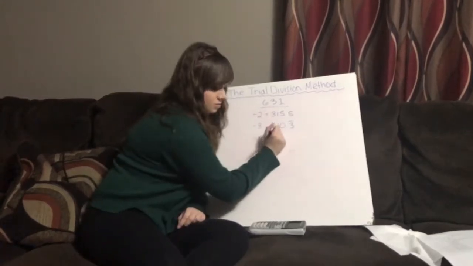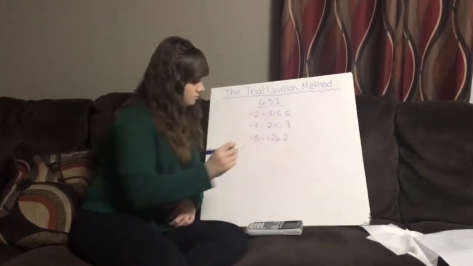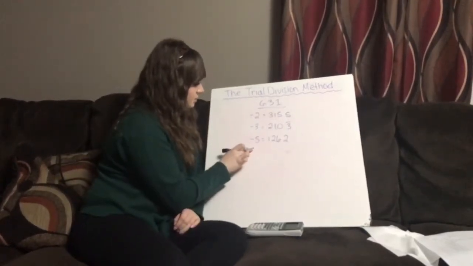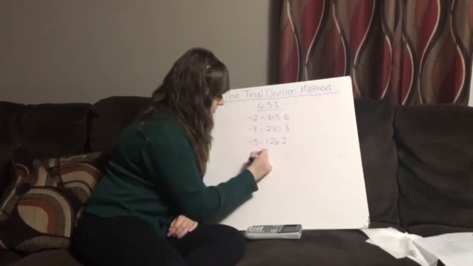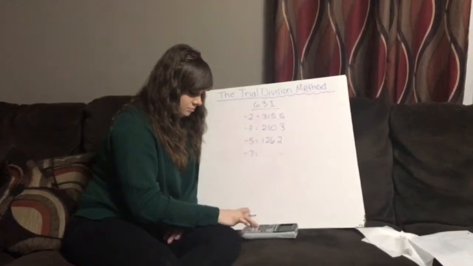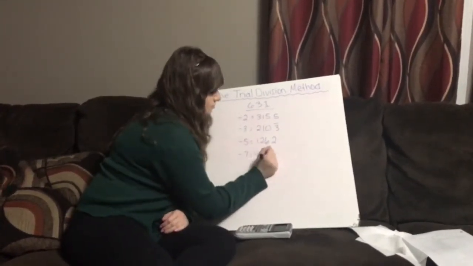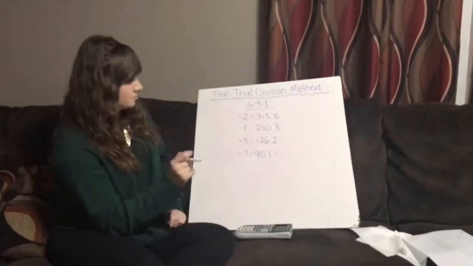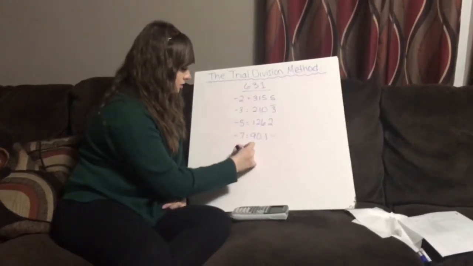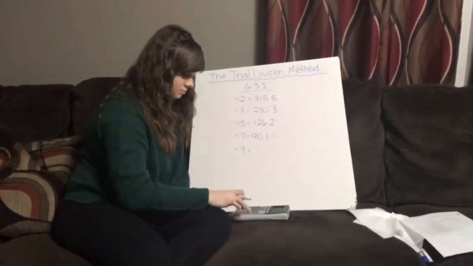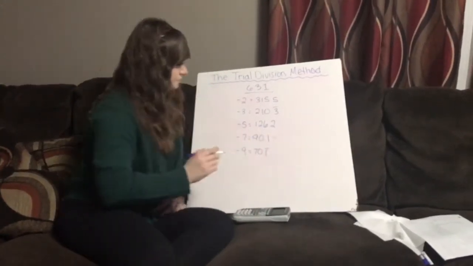and that's 126 and 2/10. And next we can skip 6 because that's built from 3 and it's also built from 2. So we're going to go to 7 next. And that's 90 and 1/10. Next we're going to be able to skip 8 and we're going to go to 9. And that's 70 and 1/10 repeating.